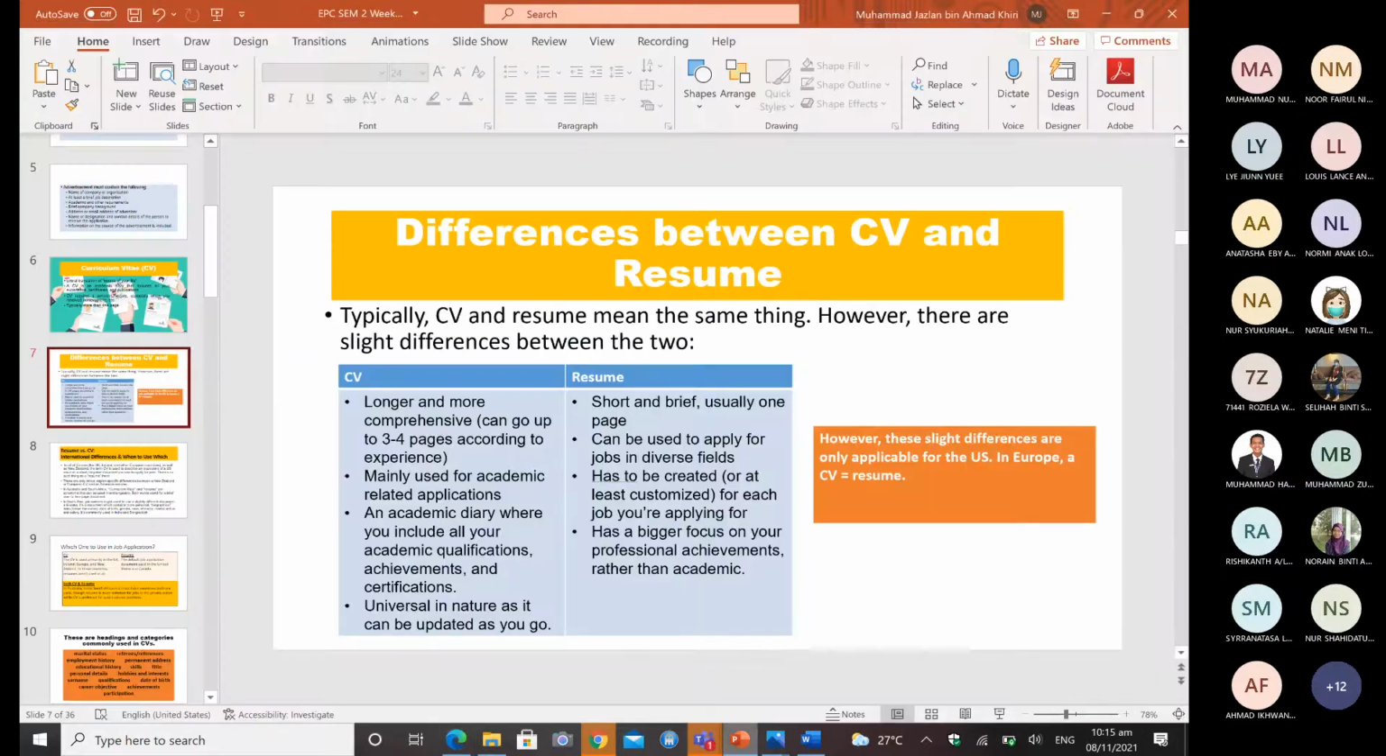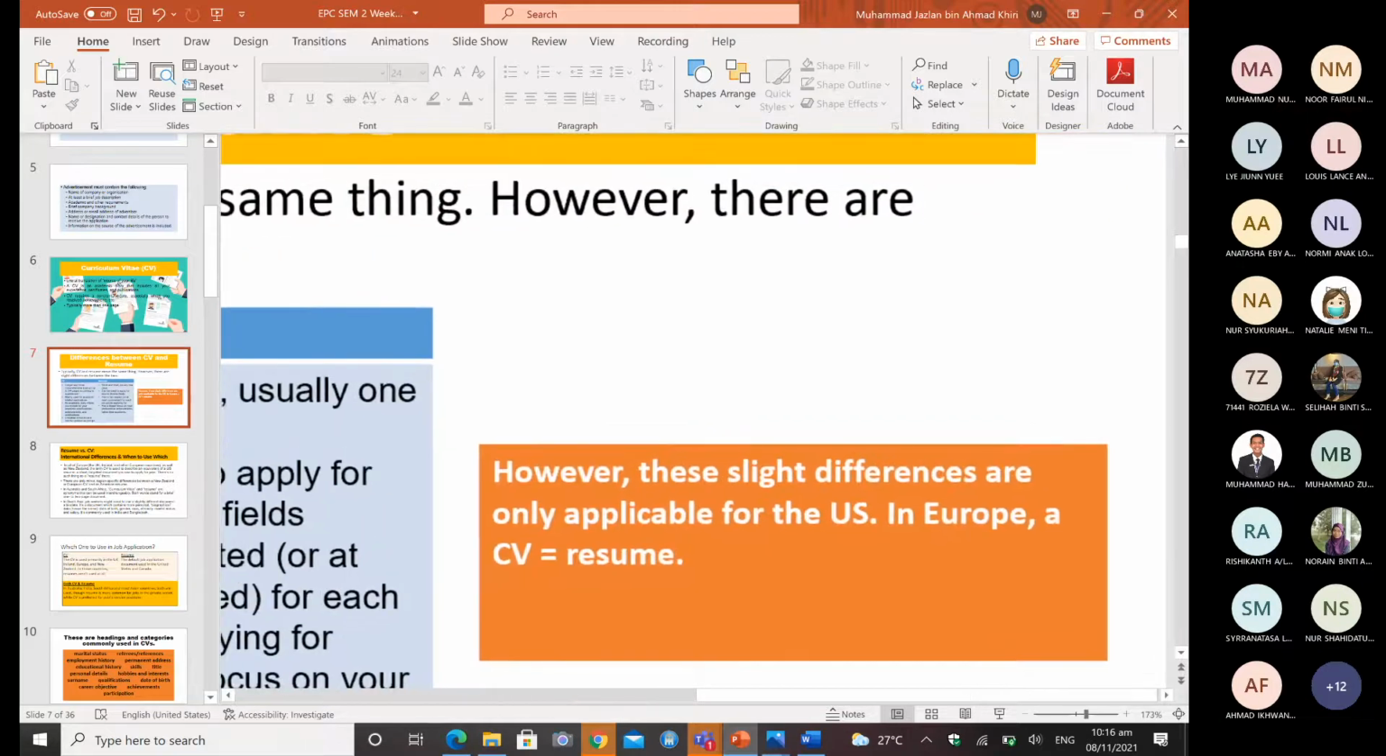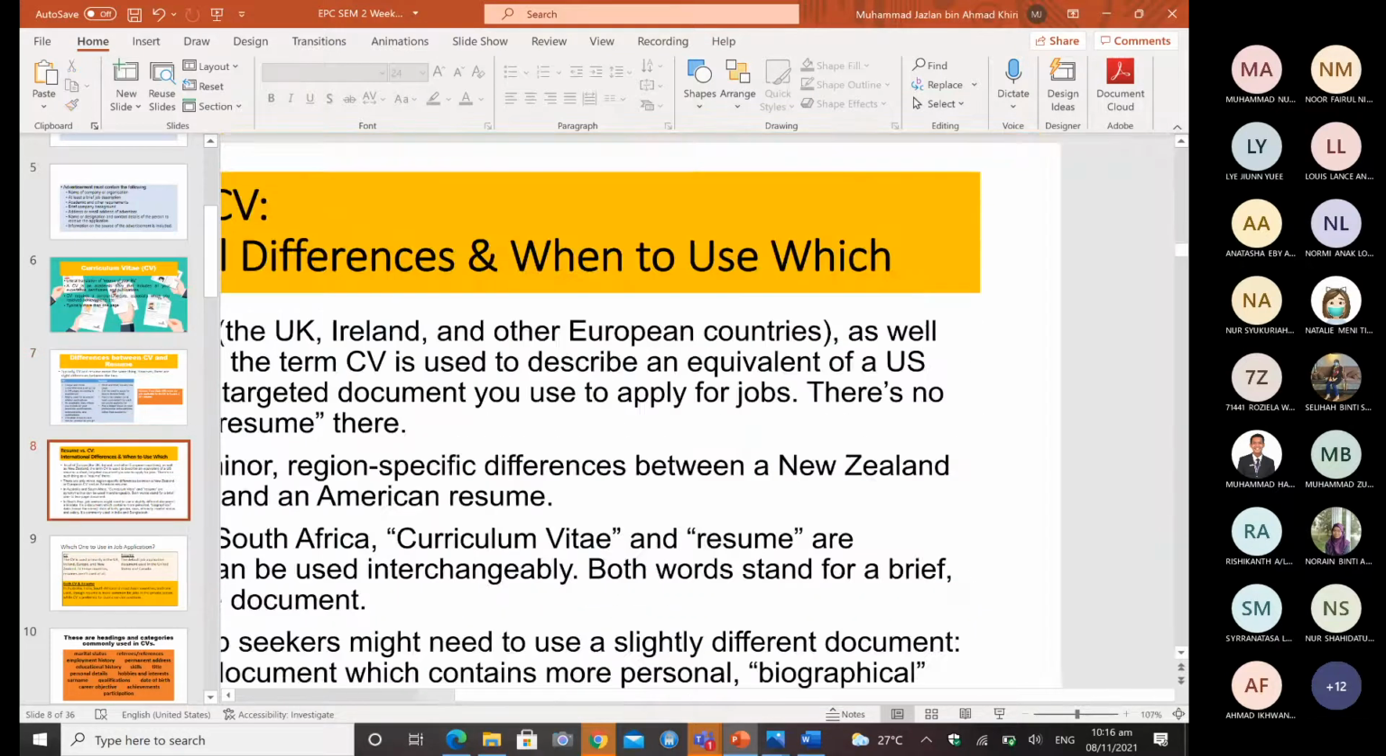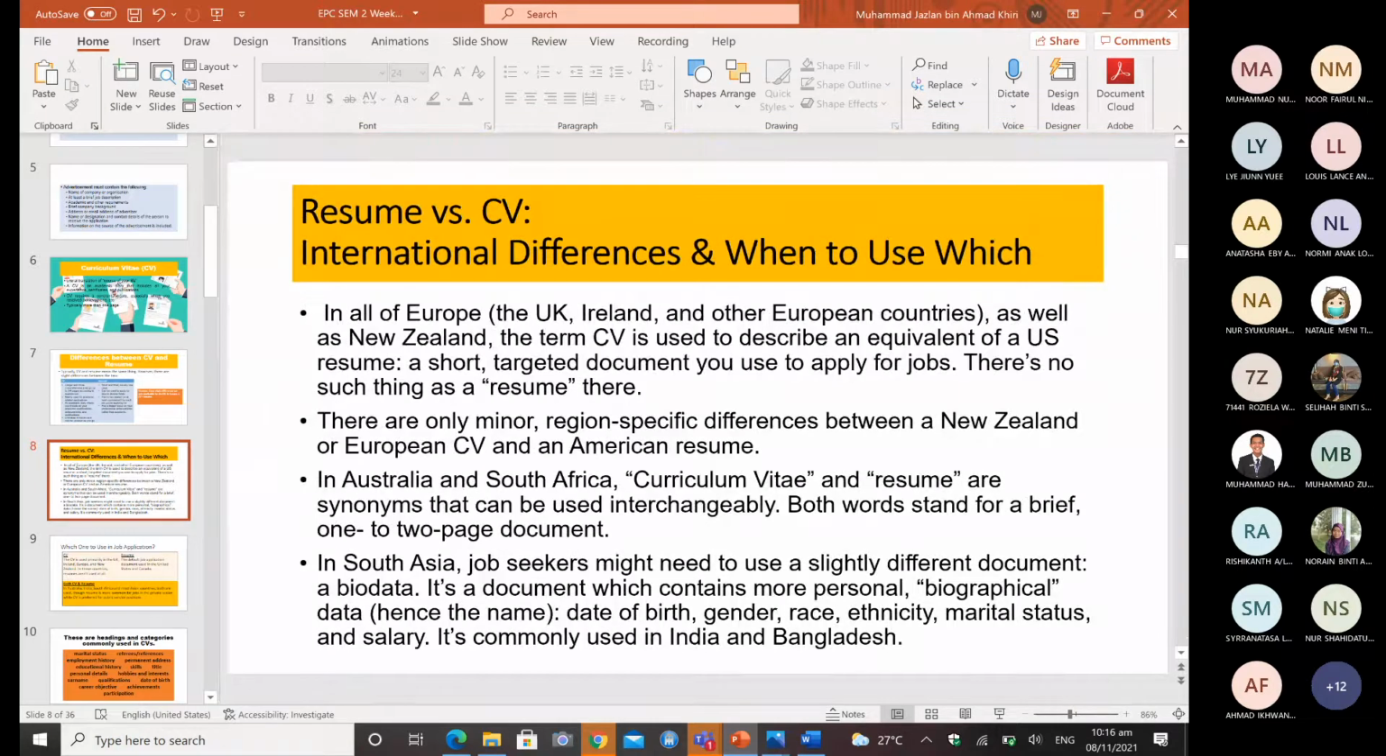Moving on. A resume has a bigger focus on professional achievement rather than academic, which means that it focuses largely on the skills that you have obtained through your experience, and also on hands-on application. However, if you take note here, these slight differences are only applicable for the United States. In countries such as those in Europe, a CV is pretty much equal to a resume. We go into detail on the differences in each region.